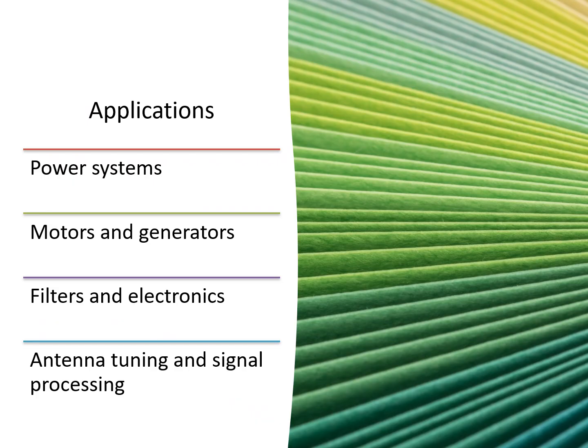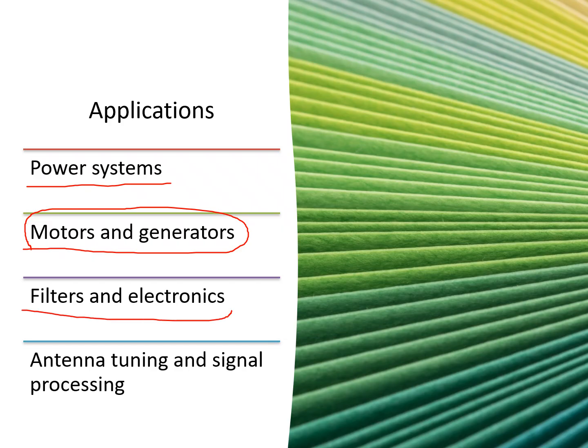Last but not least are the applications of AC systems, of AC signals. So we have it in power systems, we have it in motors and generators. So motors and generators, most of them, because we also have DC motors and DC generators. So like the majority of motors and generators are AC. We also use AC signals in filters and electronics, as well as antenna tuning and signal processing.